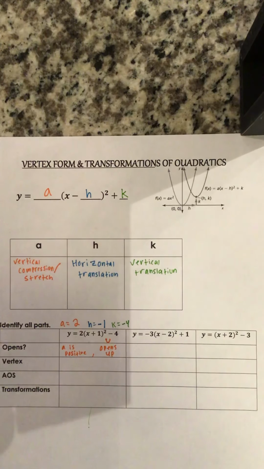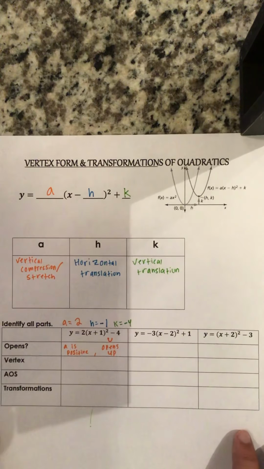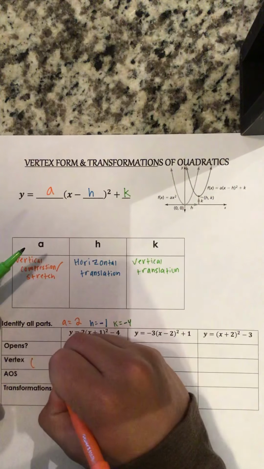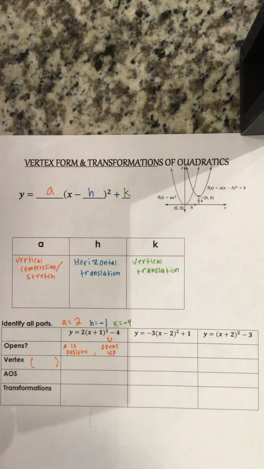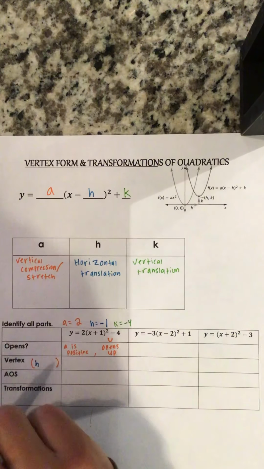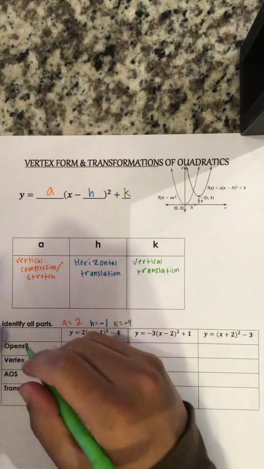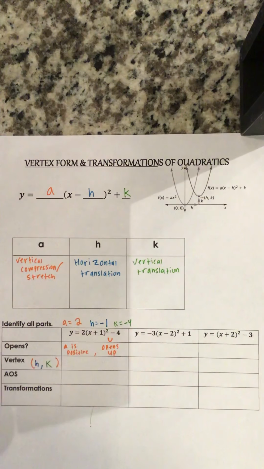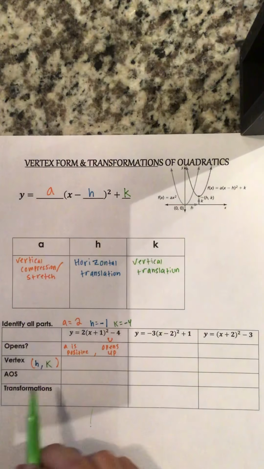The next thing we're talking about is the vertex. And again, normally we would use the graph, or we'd graph it in Desmos and we'd find the vertex. But what I want to show you is how we can find it just using the equation, okay? So, to find the vertex, we're going to write this right here. To find the vertex, it's going to be parentheses H, comma, K, okay? So it's H, comma, K.